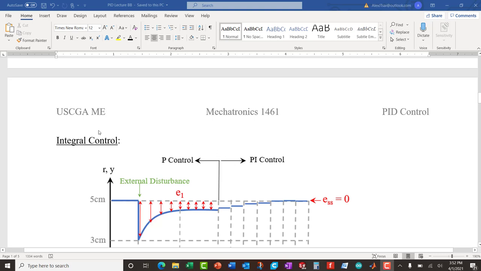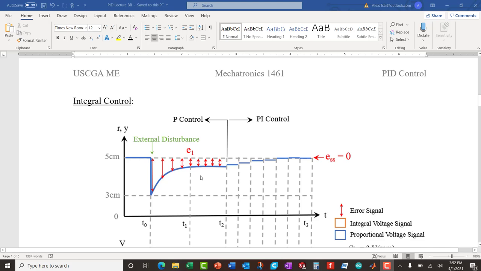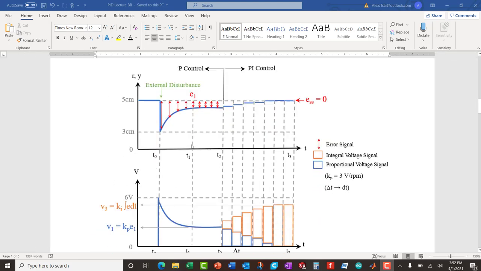Now, let's talk about integration and what it does, okay? So let's look at this for a second. I'm going to pull back, and I'm going to show these two plots, okay? The first plot is a plot of the ball's position. So that is the blue line that we see. And the bottom plot is the voltage that is being sent to the DC motor, okay? Now, I have divided this response in two regions. Anything from T2 to the left is only proportional control, and from T2 to the right is proportional plus integral control.